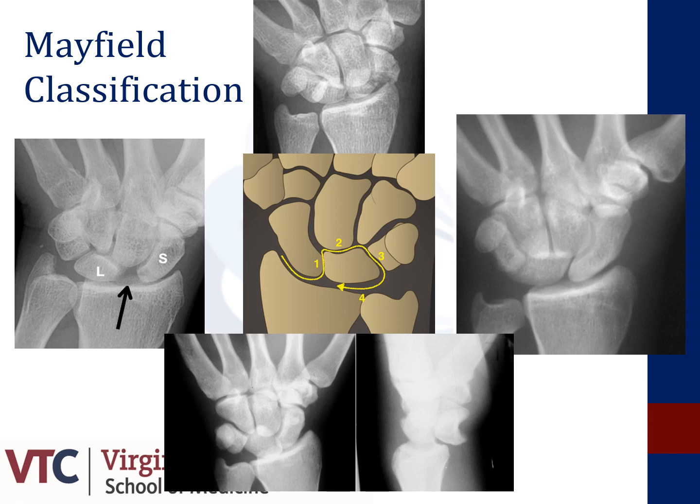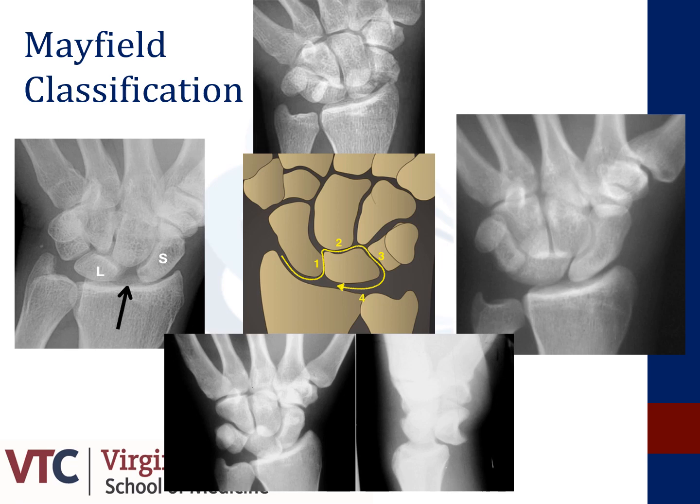The Mayfield Classification is a staged representation of the sequence of events previously noted. Stage 1 is scapholunate dissociation. Stage 2 is stage 1 plus lunocapitate disruption. Stage 3 adds lunotriquetral disruption. And stage 4 represents the lunate dislocating from the lunate fossa.